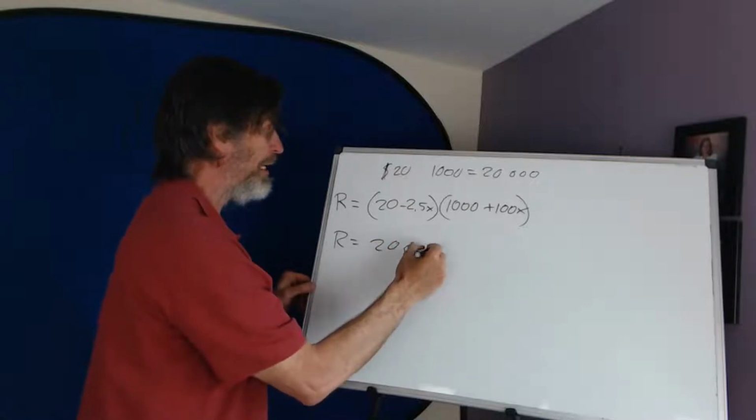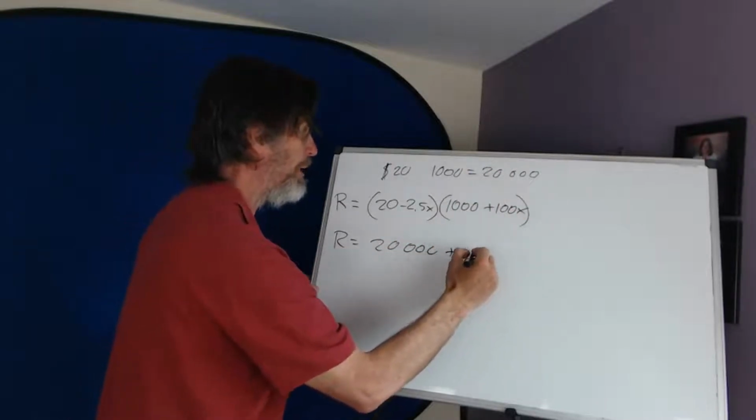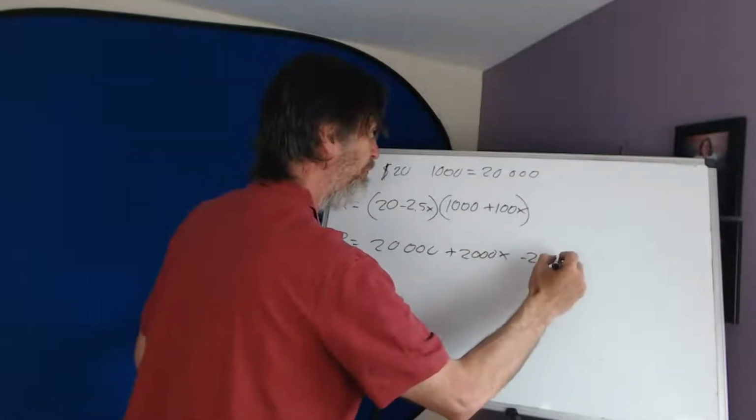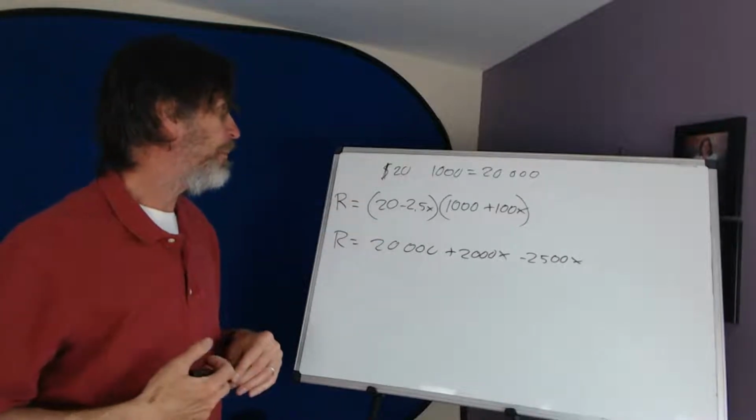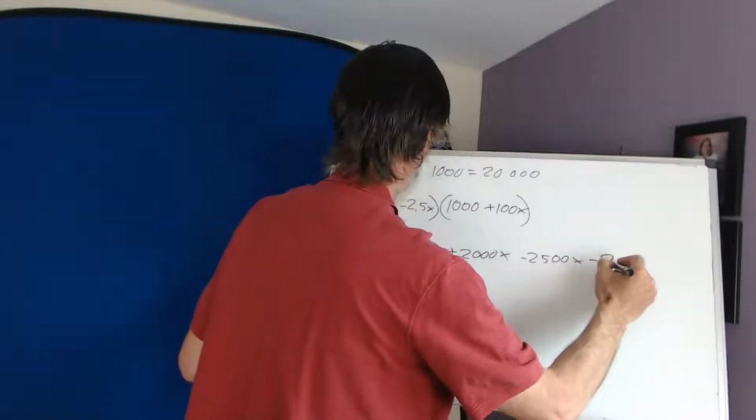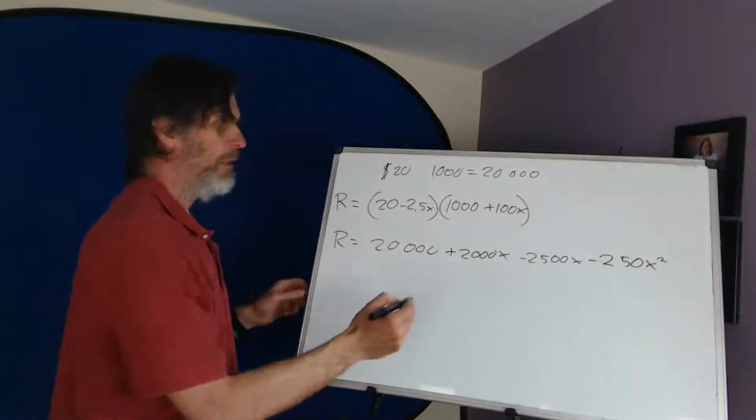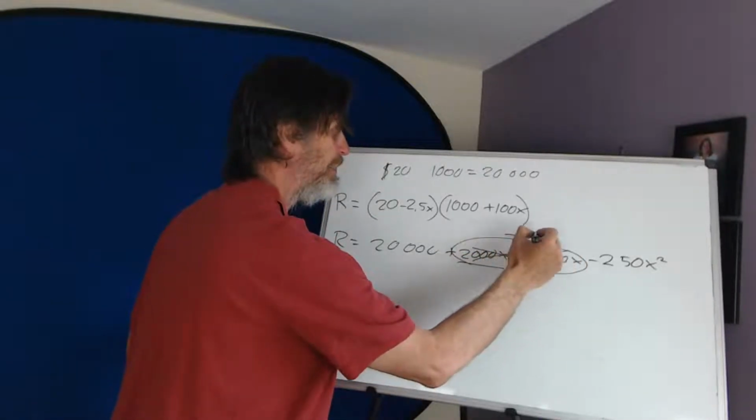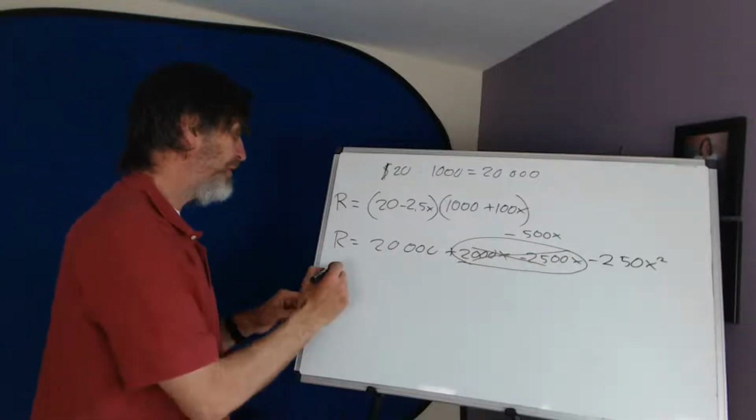There's 20,000, that's the 20,000 I started with, 20 times 1,000. Doing the outside part, that's 2,000x. Doing the inside part, that's minus 2,500x. And if you would please catch my algebra as I go through, every once in a while I do something wrong on this. Minus 250x squared. So let's see, I could combine those two if I wished into minus 500x. Let's take the first derivative and set it equal to 0.